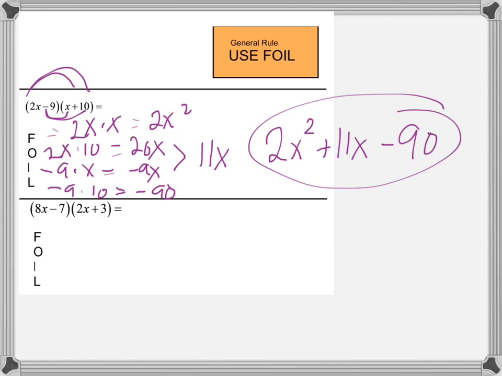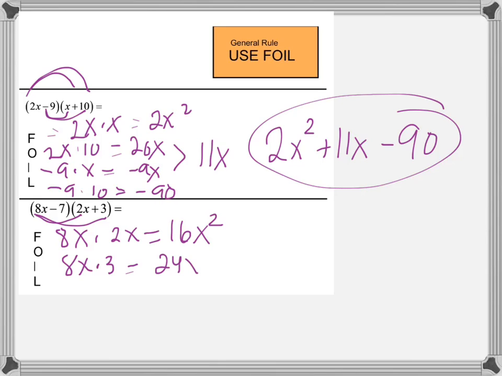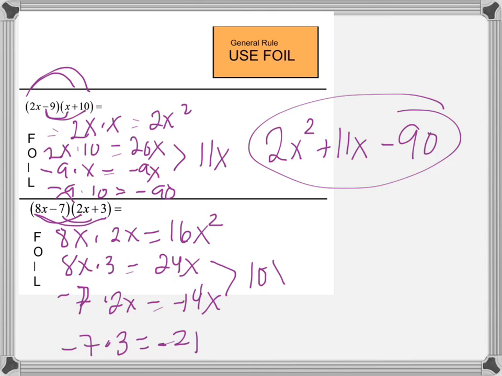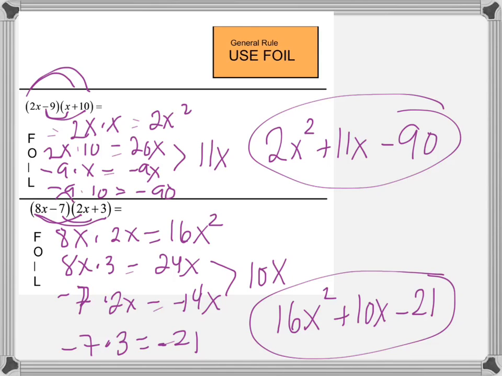Okay, here our FOIL is 8x times 2x, which is 16x squared. 8x times 3, which is 24x. Then we have negative 7 times 2x, which is negative 14x. And that would be negative 7 times 3, which is negative 21. Okay, these two add together to get positive 10x. So we have 16x squared plus 10x minus 21. Okay, so there's no shortcut there. But for everything else there was a shortcut.